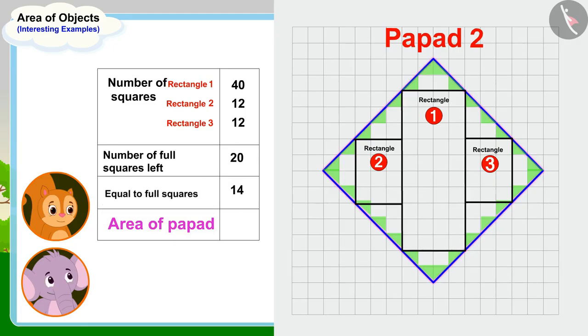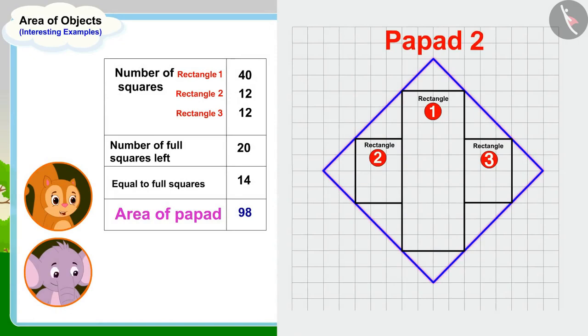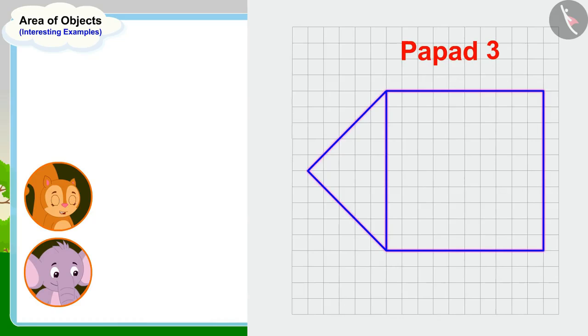In the end, Chanda used addition in this way and wrote down the total number of squares covered by this papad, 98. Appu, the area of this papad is 98 square centimeters. Chanda said excitedly. Now all we have to do is to find out the area of this last papad, and then we will know which of these papads is the largest.